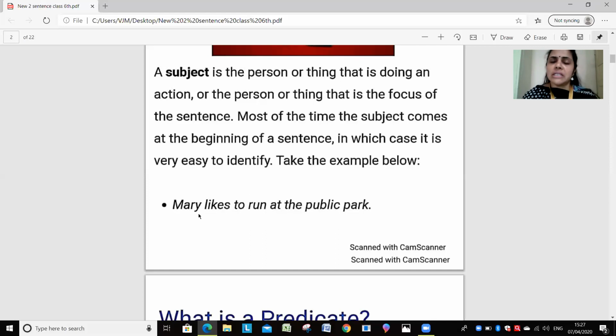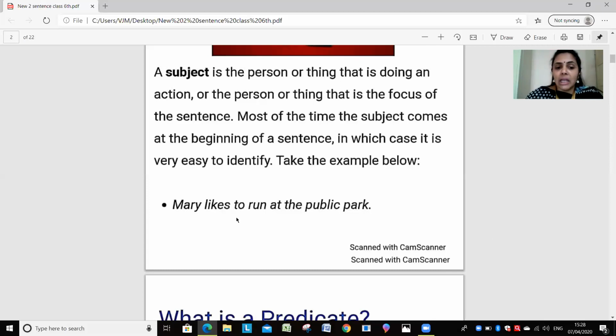Mary likes to eat a pizza. Mary likes to go for shopping. Mary likes to watch a movie. She may like anything. But who is liking? Here we are concerned more about that part of a sentence. So Mary is liking. So Mary becomes the subject of the sentence.